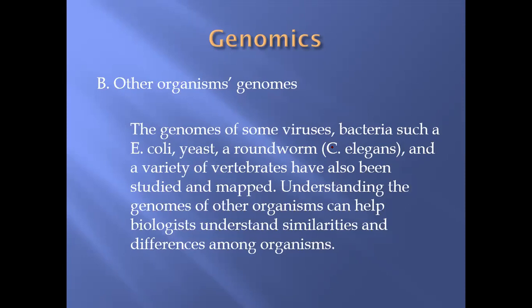Okay, in comparison to humans, E. coli is about 4 million base pairs, and it has only 4,000 genes. So it's a much easier genome to sequence. Sequencing each one of these genomes helps us to understand a little bit more about sequencing itself, and also helped us to understand the similarities and differences between organisms with different genotypes or genomes.